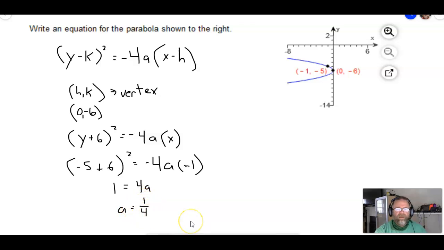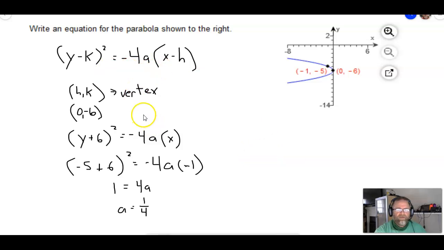Now remember that a is the distance between the vertex and the directrix, and also the vertex and the focus. The directrix is always outside of the parabola, so it'll be on the other side, a vertical line 1/4 units to the right of the vertex. The focus will always be in the bowl of the parabola, and it'll be that a units to the left in this case.